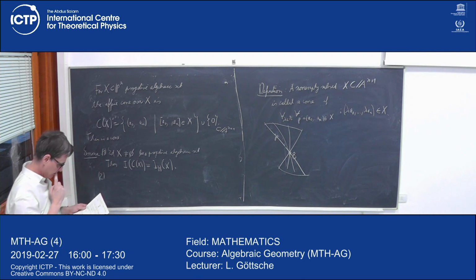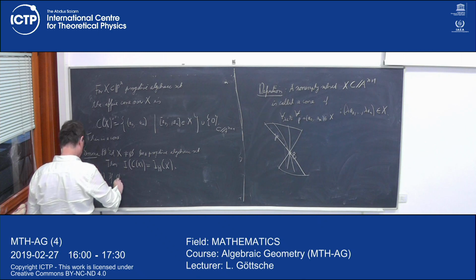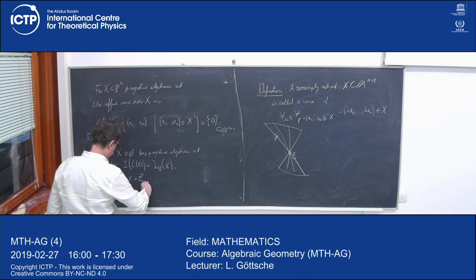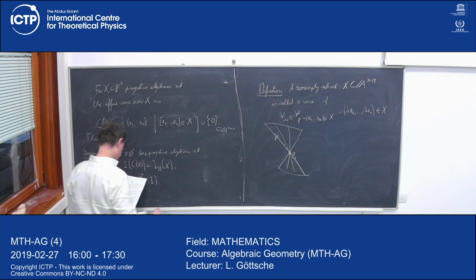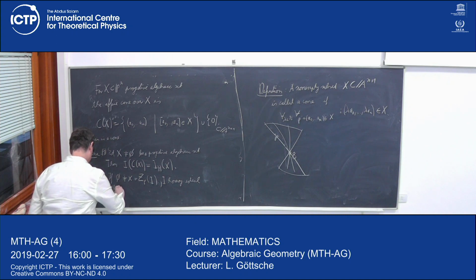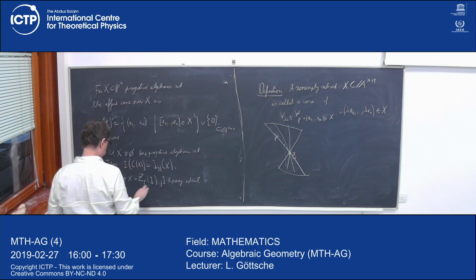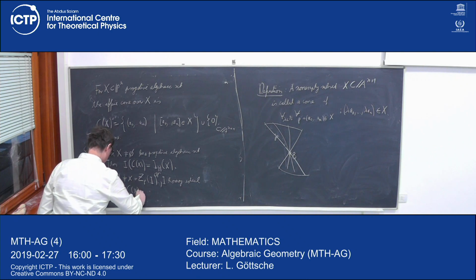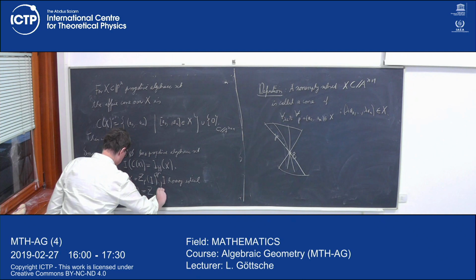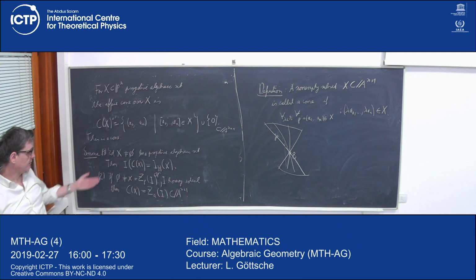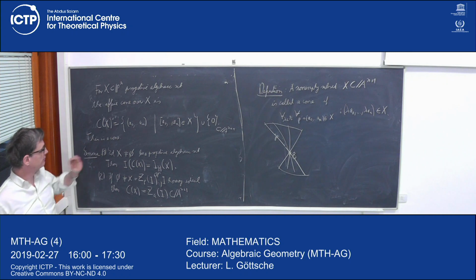And the second statement is the other way around. So if X is not the empty set, and it's the zero set in projective space P^n of some homogeneous ideal, then if I take the cone of X, this is the zero set in affine space of the same ideal in A^(n+1).